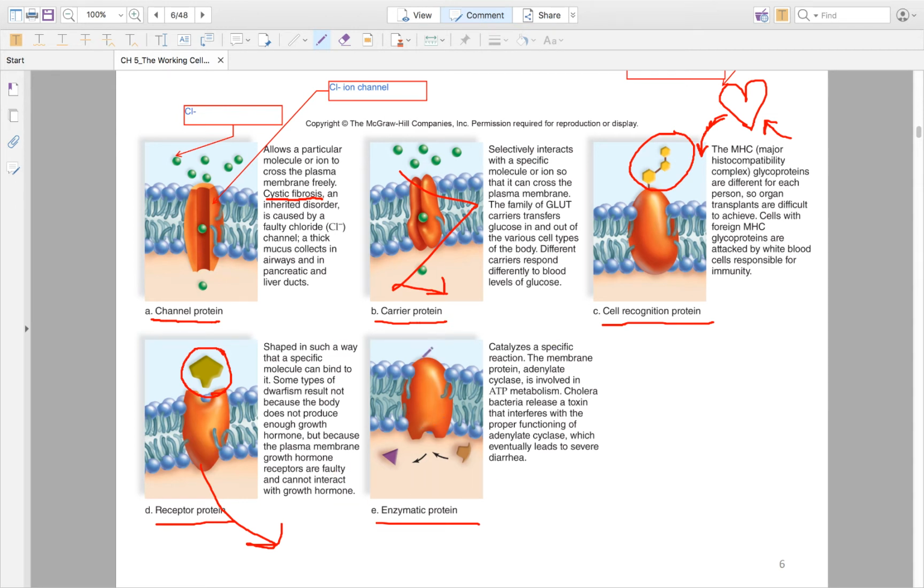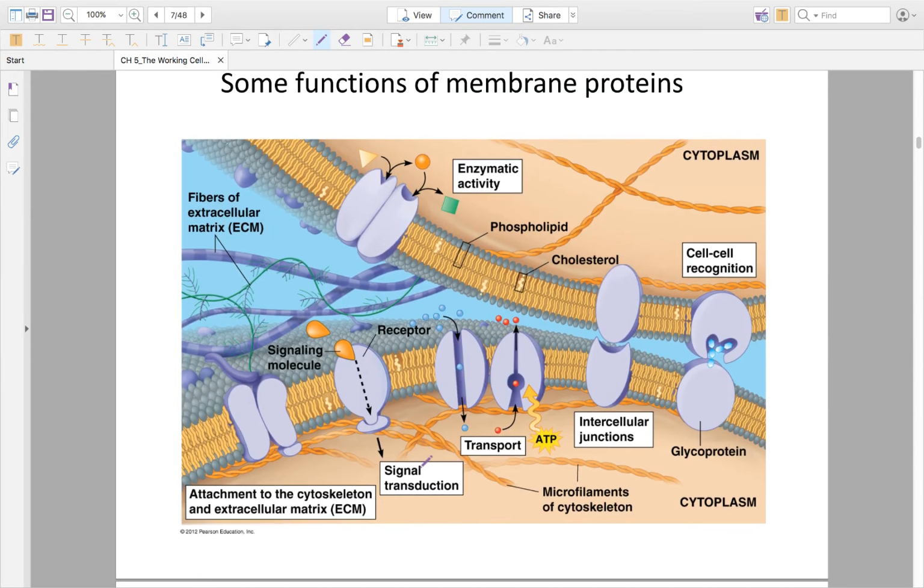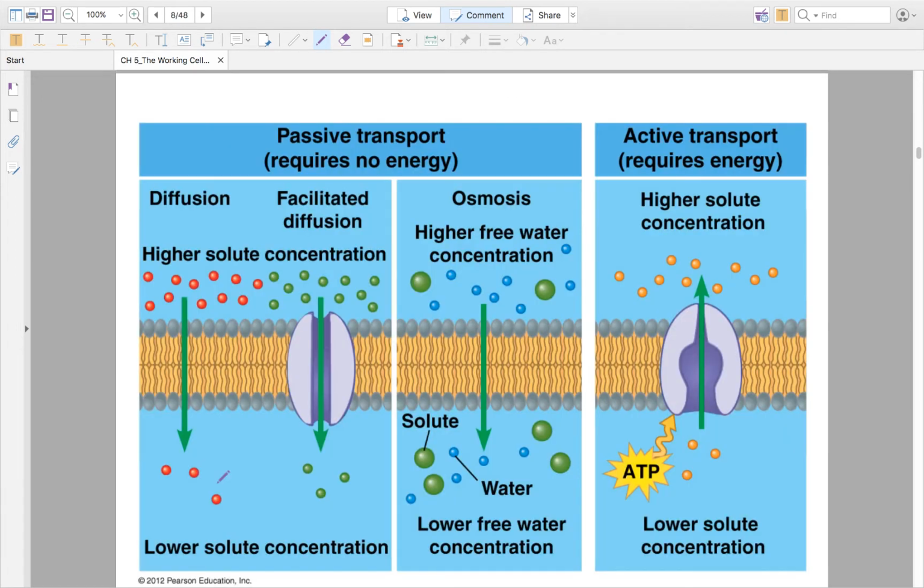Okay, next is enzymatic proteins. We're going to learn all about enzymes, but some of these membrane proteins are enzymes, which means that they catalyze reactions. So what's happening here is this guy comes in and he's turned into something else. This is a catalytic reaction. Okay, now this is kind of reviewing what we just talked about, the different proteins: the enzymatic protein, the cell recognition protein, there's the MHC complex, the channel protein, carrier protein, and so on.